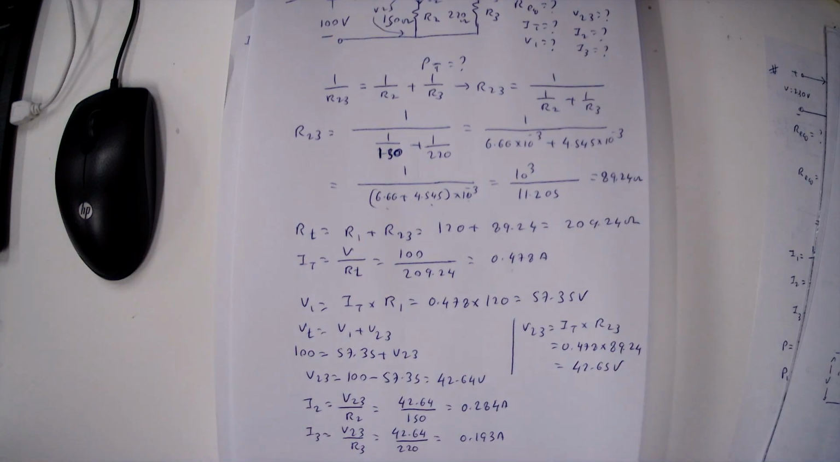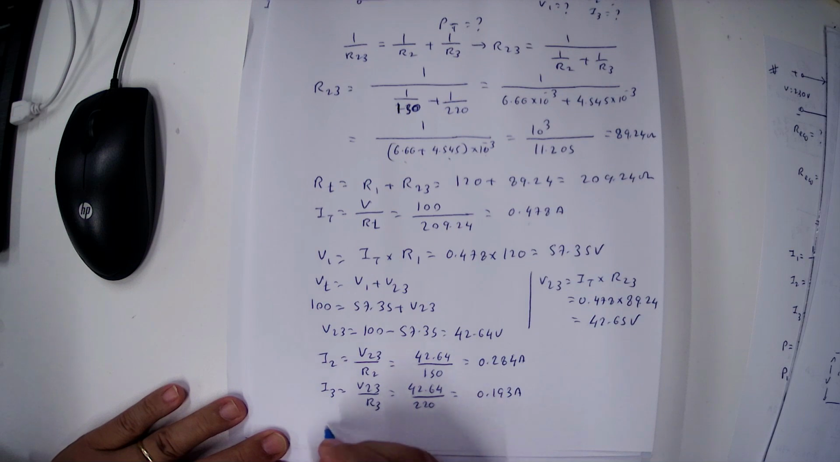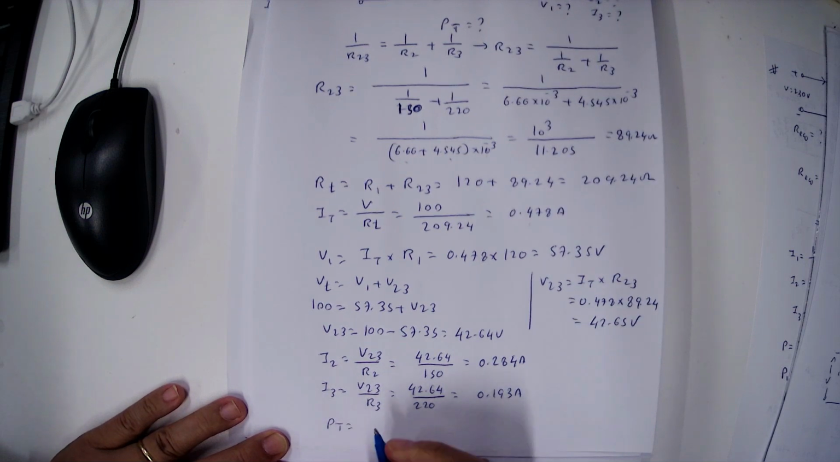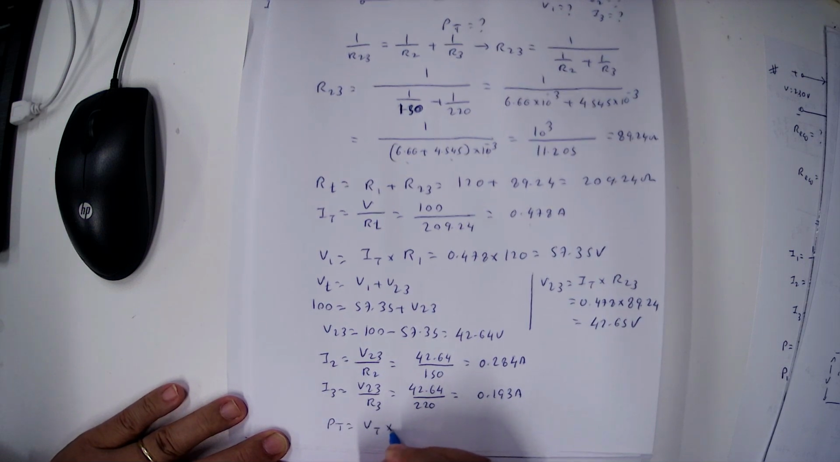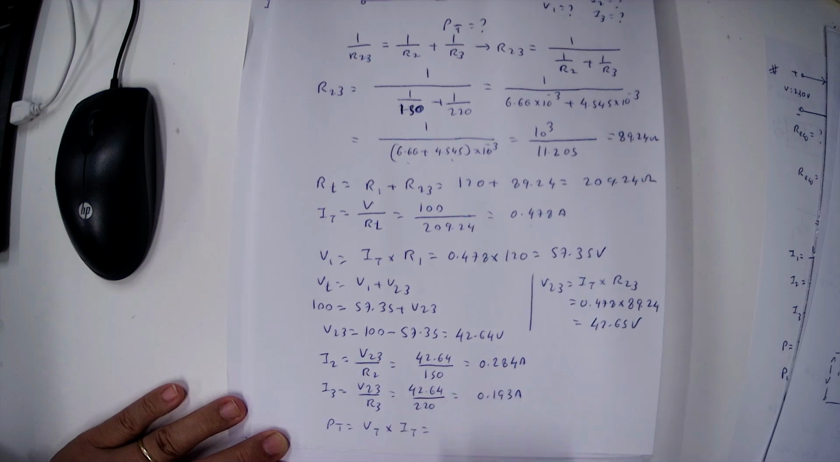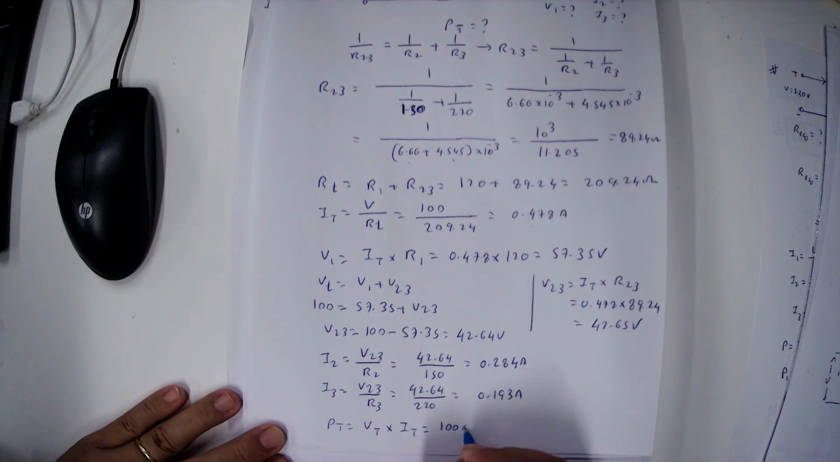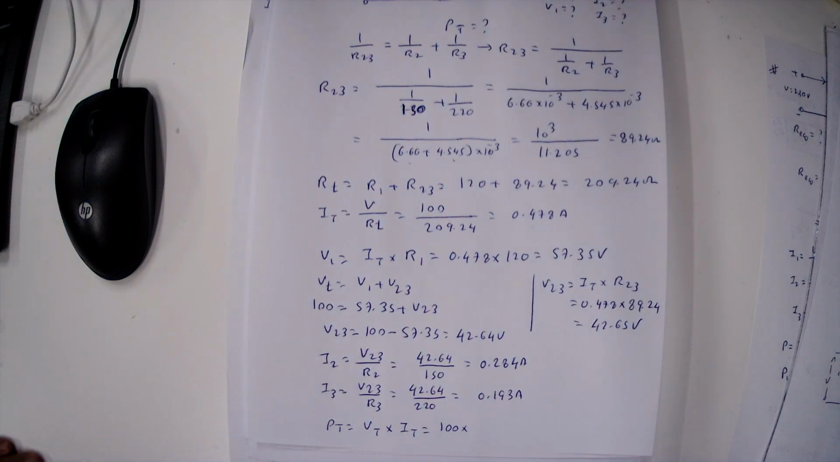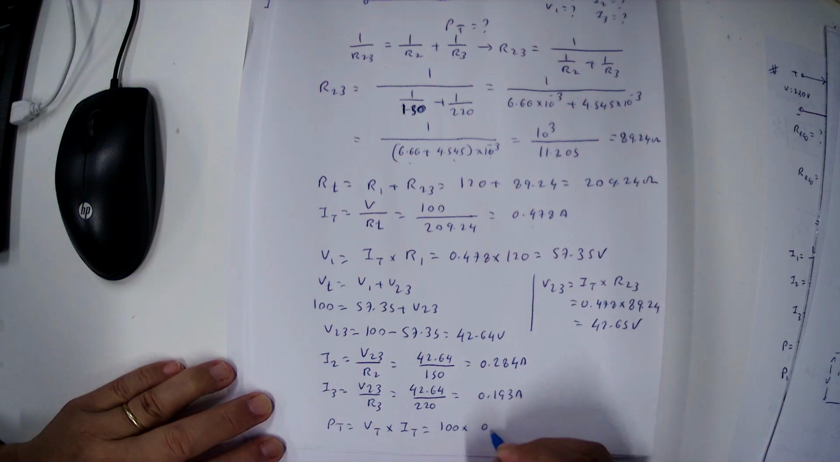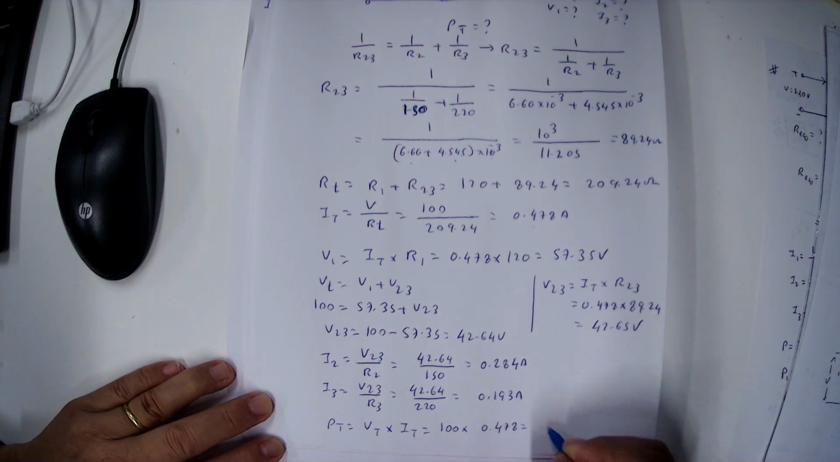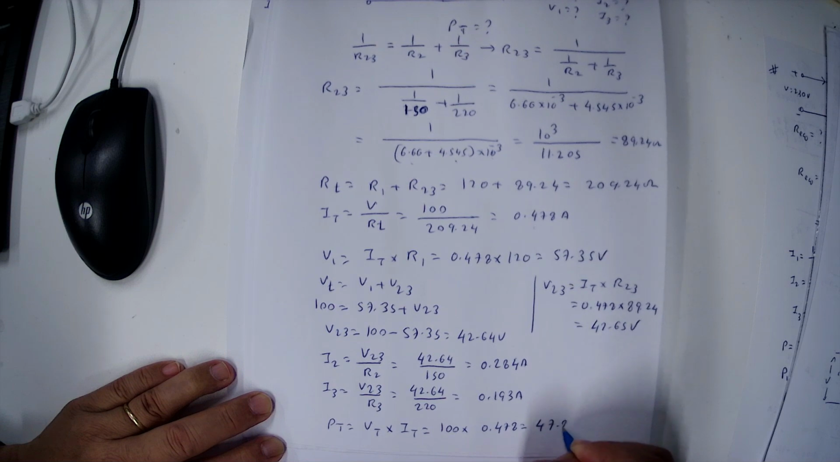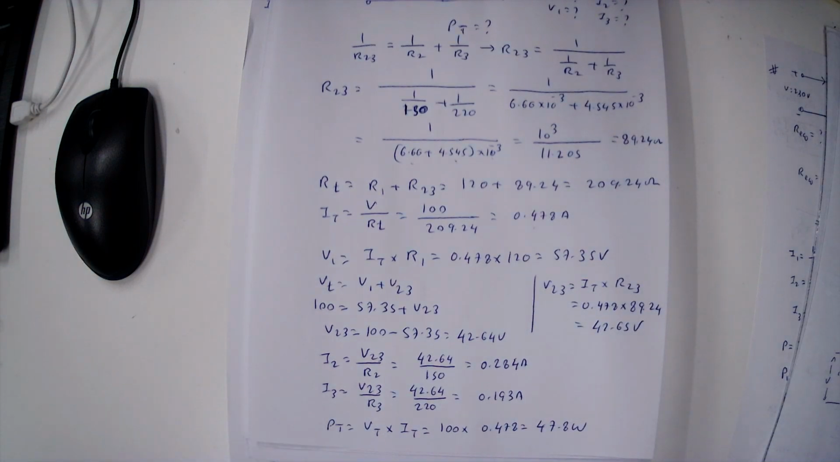This is the way we calculate it. And then we also need to calculate total power, P total. P total is voltage total multiplied by current total. PT equals VT multiplied by IT. VT is 100 volt, total current is 0.478. So that will be 47.81.